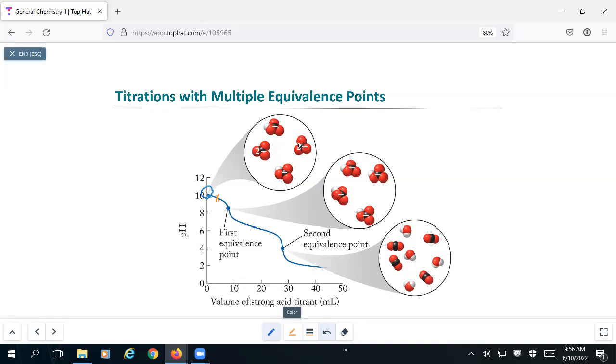So if this one is here around, let's say 9, and this one here is around 28, 28 plus 9 is 37, divided by 2, about 18 and a half. We'd be right about here. So what we're really looking for there is the midpoint between the two equivalence points, not the midpoint between the second and 0.